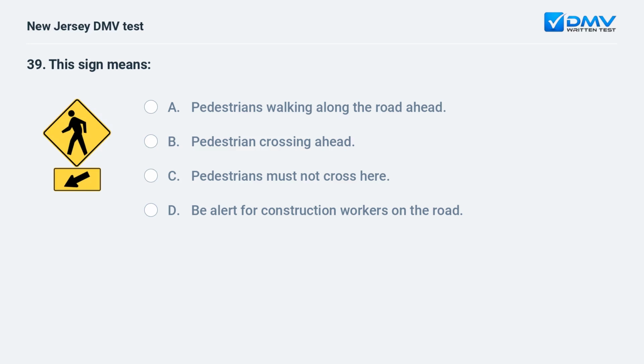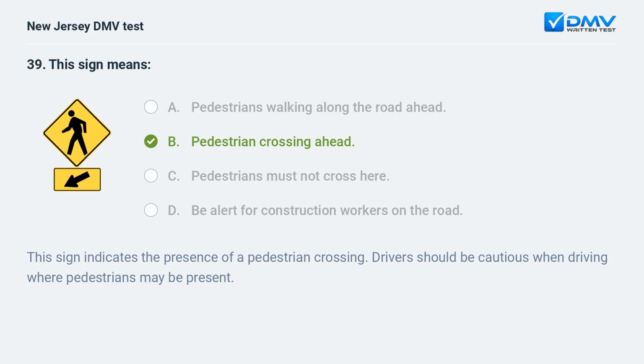This sign means: A. Pedestrians walking along the road ahead. B. Pedestrian crossing ahead. C. Pedestrians must not cross here. D. Be alert for construction workers on the road. B. Pedestrian crossing ahead. This sign indicates the presence of a pedestrian crossing. Drivers should be cautious when driving where pedestrians may be present.